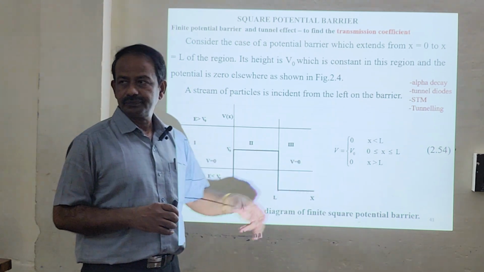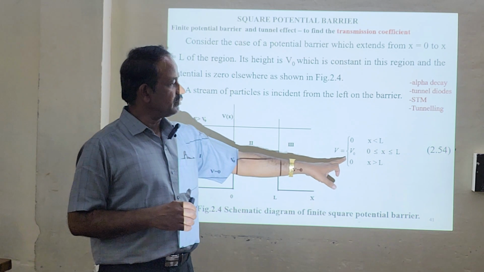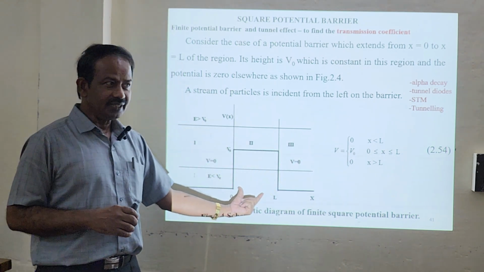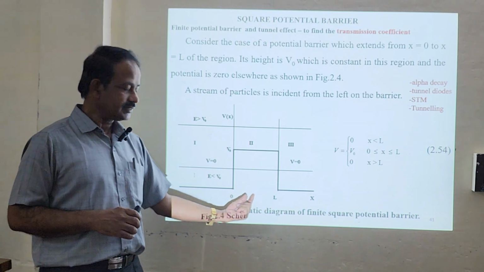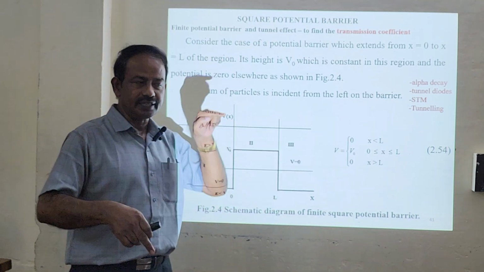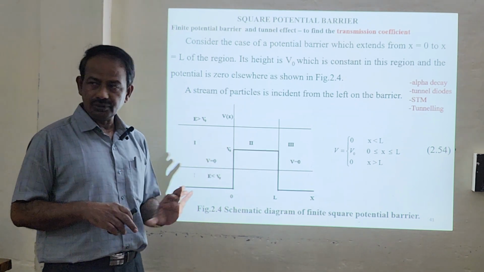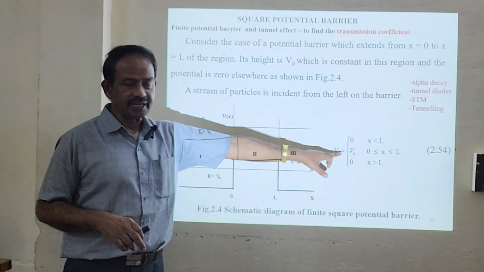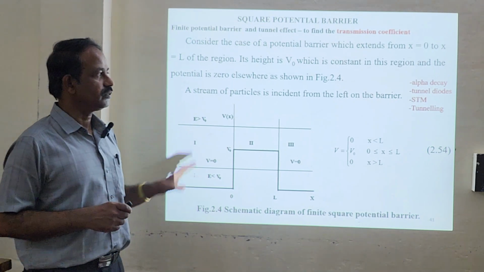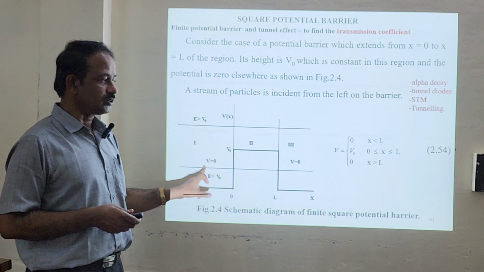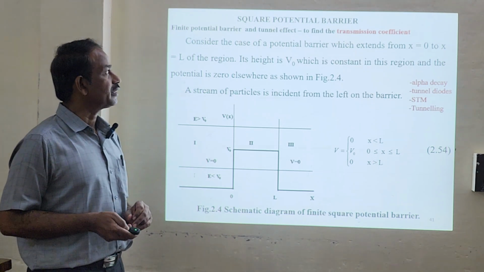And of course the potential is given exactly like this: V0, which lies inside the barrier, where x lies between 0 and L. We have V0 there. On either side the potential is 0, and here the potential height is V0. So this is all about the diagram of the finite square potential barrier.